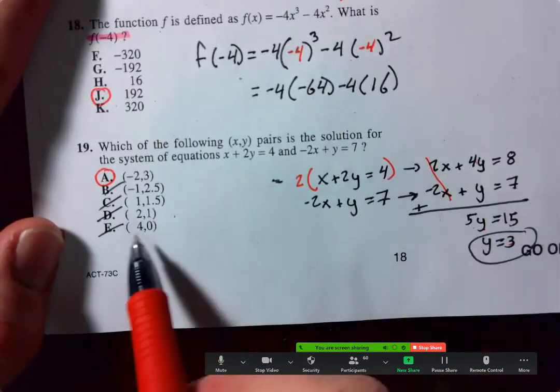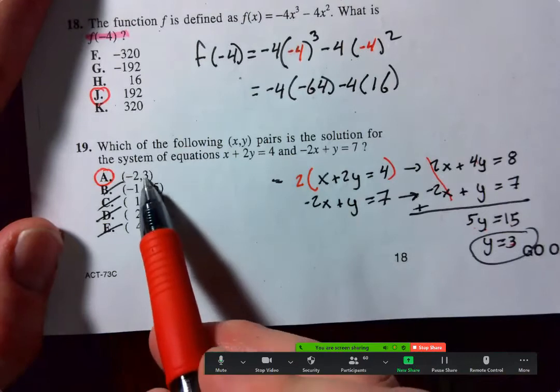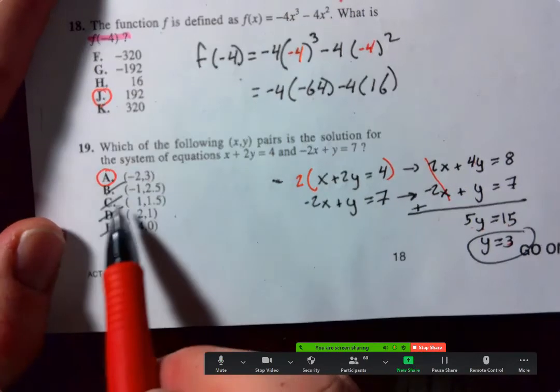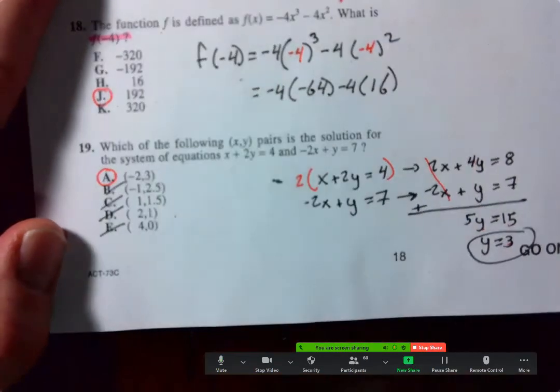Look at the answers. Only one of these choices has a y value of 3. Circle letter A and move on. If you have time at the end of the test, come back to this one and make sure that the x is in fact -2. But that's a good way to kind of save some time.